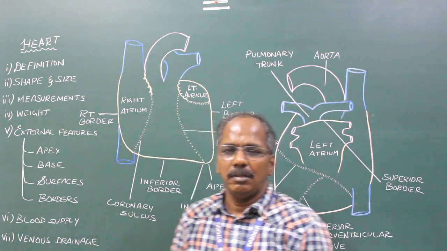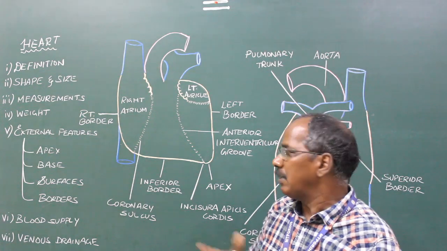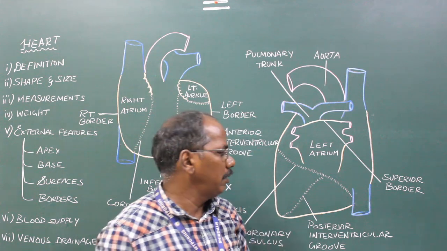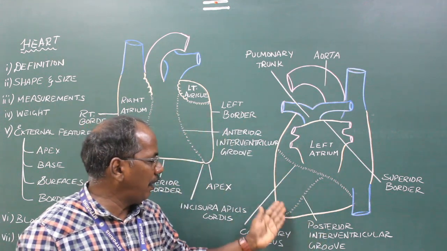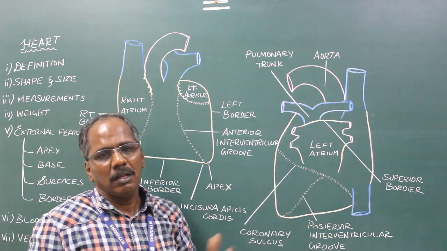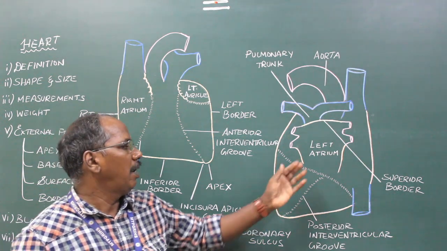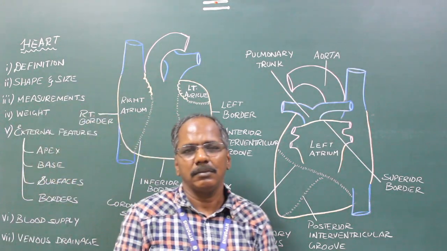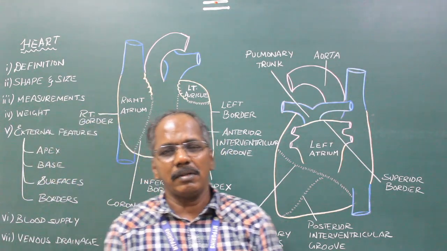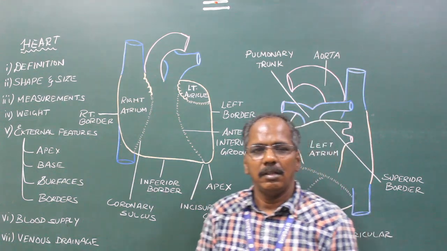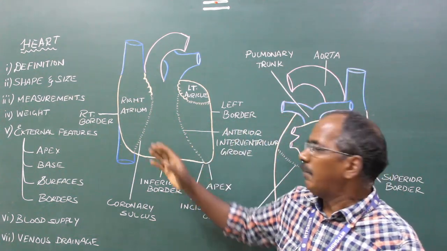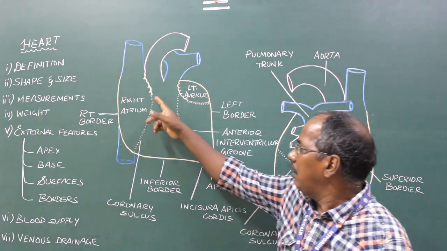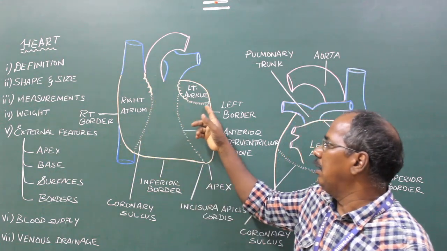Surfaces. There are 3 surfaces: sternocostal surface or anterior surface, diaphragmatic surface or inferior surface, and left surface. Sternocostal surface. It consists of atrial and ventricular part separated by coronary sulcus.